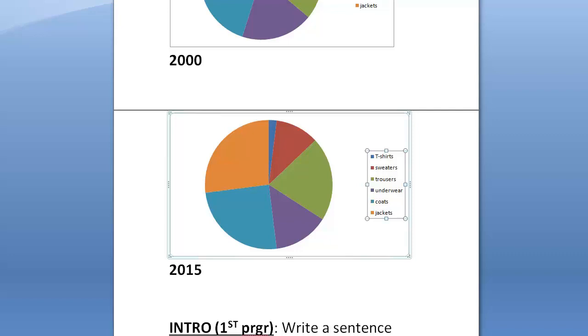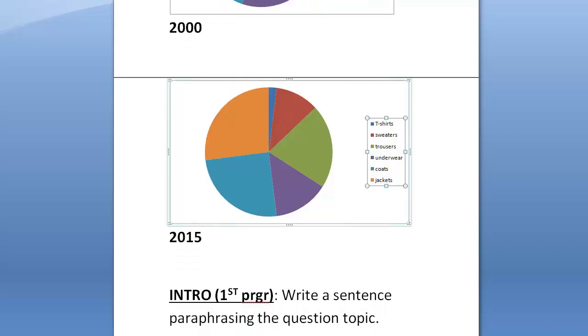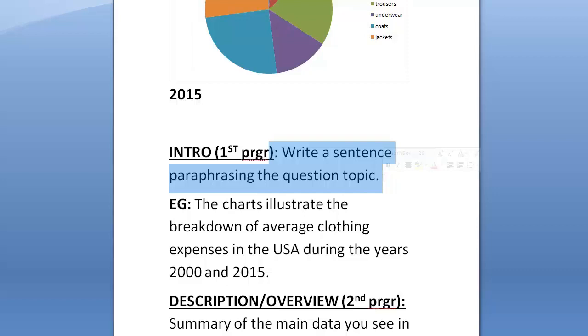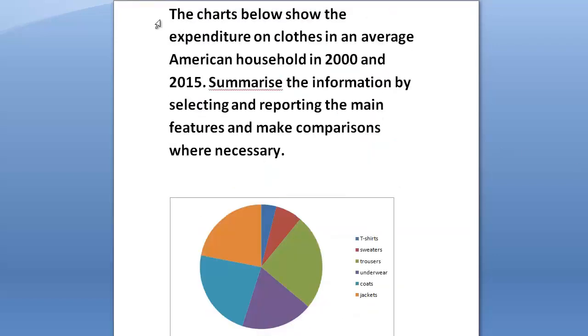Alright, here's the plan you need to follow. Your first paragraph is going to be your introduction, obviously. So you write a sentence paraphrasing the question. If the question topic is more than 2 sentences, you should combine them into one with a connecting word such as and. Of course, you need to change the words a little bit. That's why I said paraphrasing. You can't use the exact same words as in the topic.